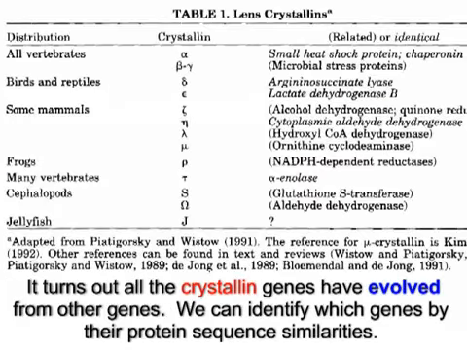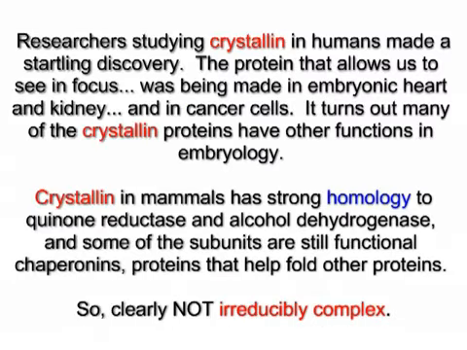It turns out all the crystallin genes have evolved from other genes. We can identify which genes by their protein sequence similarities. Researchers studying crystallin in humans made a startling discovery. The protein that allows us to see in focus was being made in embryonic heart and kidney, and in aggressively growing cancer cells. It turns out many of the crystallin proteins have other functions in embryology.